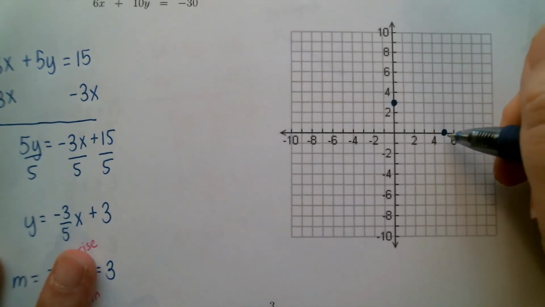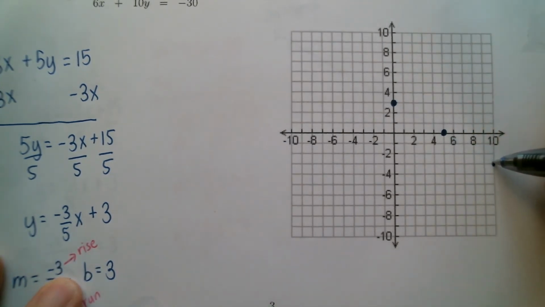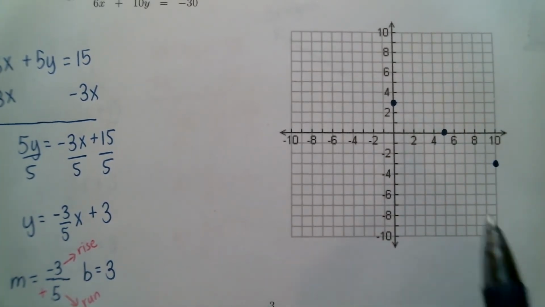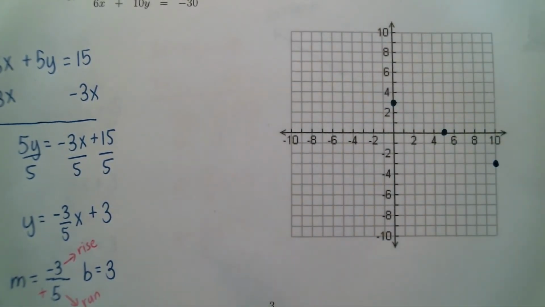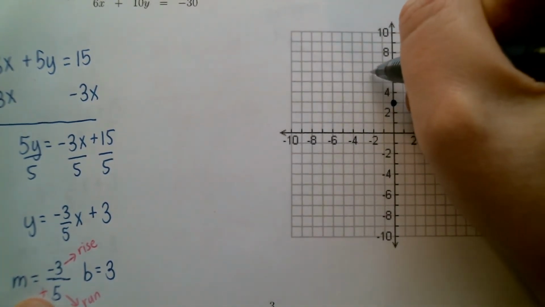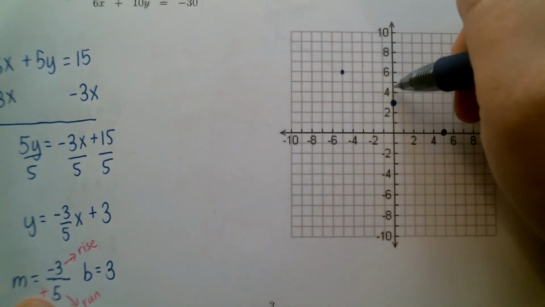Okay, so again, I'm going to go down 3, right 5. Now you can also go in this direction and fill out the points this way. You just do the opposite of what you've been doing. So instead of going down 3 and right 5, we're going to go up 3, left 5. From here I'm going to go up 3 and then left 5. So that's going to put us right here.